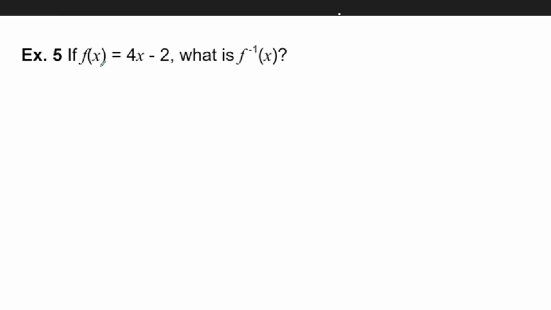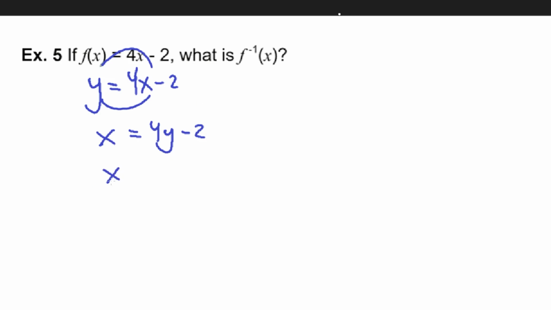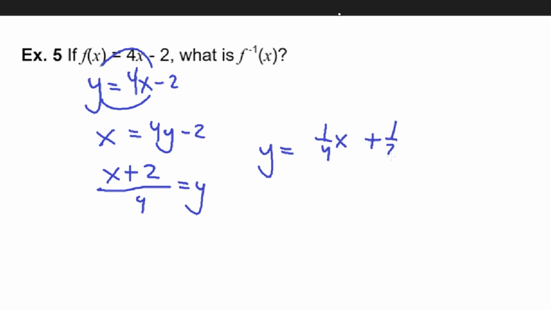So first, y is equal to 4x minus 2. Swap the values. X equals 4y minus 2. X plus 2 over 4 equals y. Y is equal to 1 over 4 x plus 1 half. So since this is the inverse of the original function, we can say that f inverse of x is equal to 1 over 4 x plus 1 half.